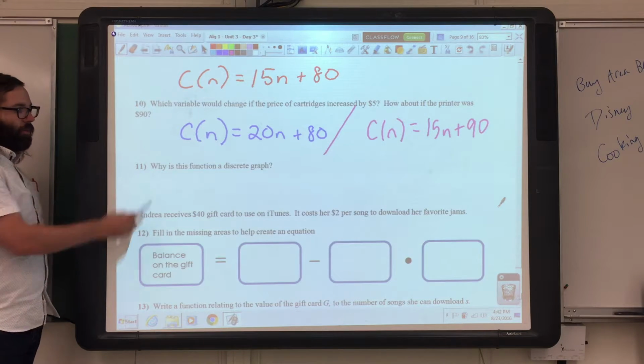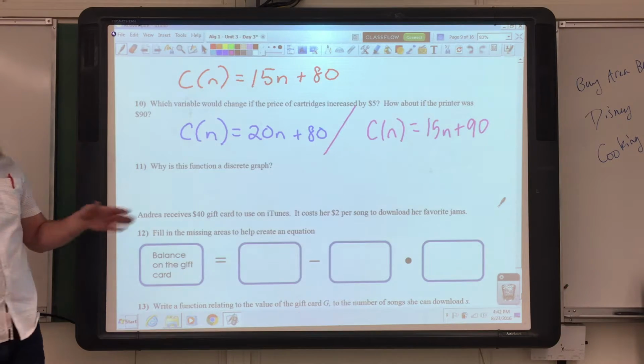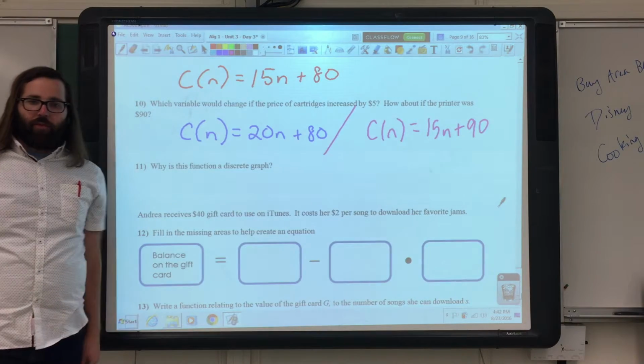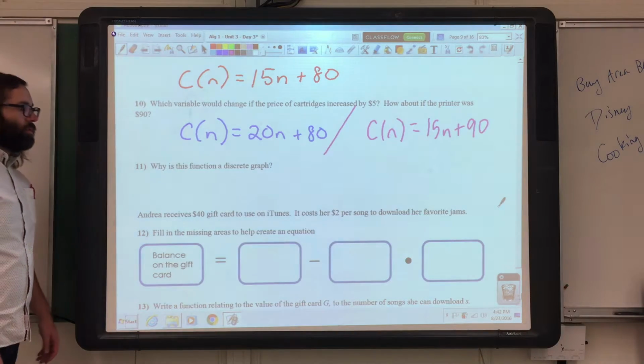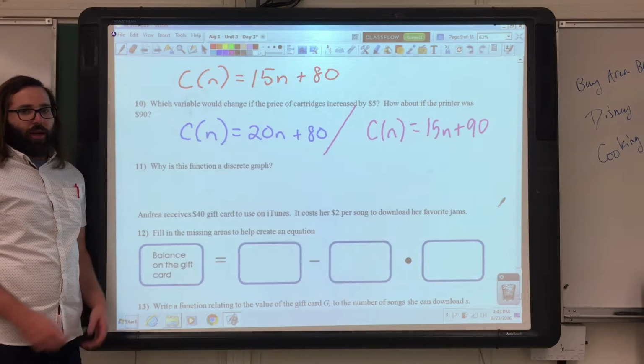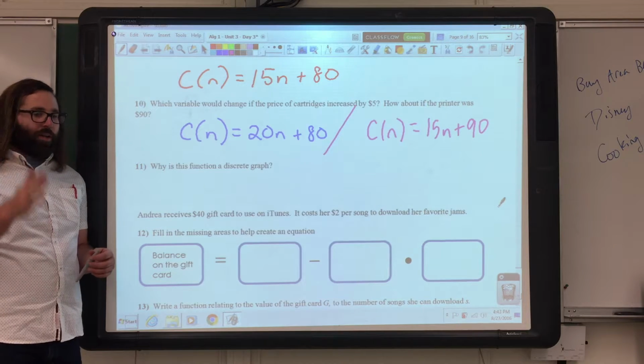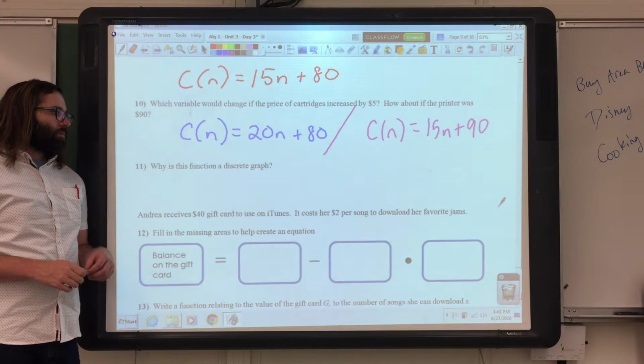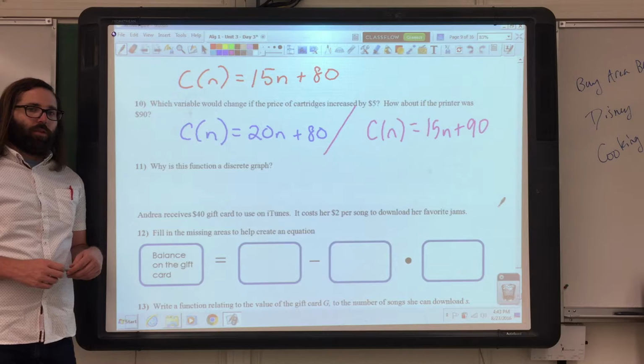So we kind of already talked about this. Why is it discrete? It's because nothing's connected. You can't have half of an ink cartridge or 0.3 ink cartridges. You can't buy those. You can just buy whole number integer ink cartridges. Nothing's connected.